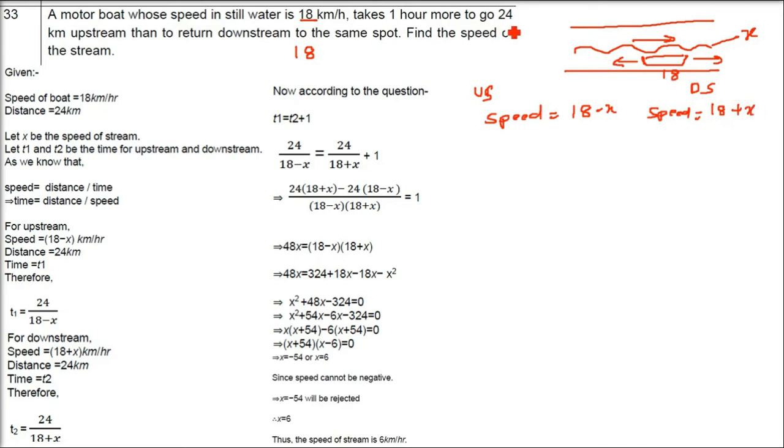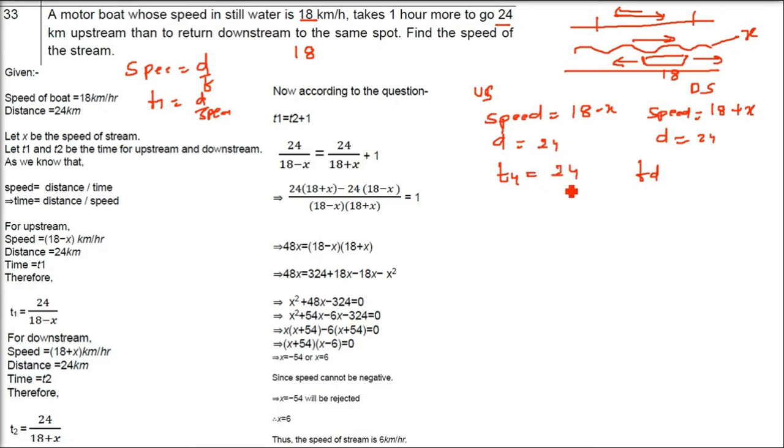18 plus x. What is the distance? From here to here, going either way, the distance is 24. Speed is distance by time, so time is distance by speed. Better to say TU for upstream and TD for downstream. So time will be distance by speed: 24 by 18 minus x and 24 by 18 plus x. Distance remains same for both sides.